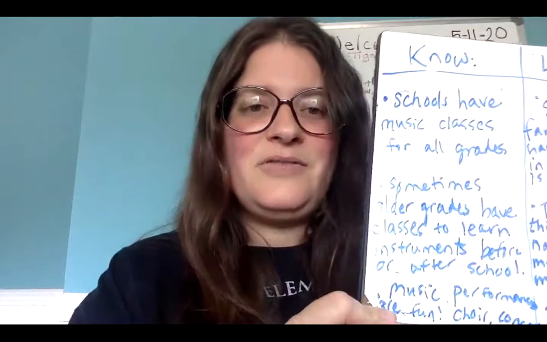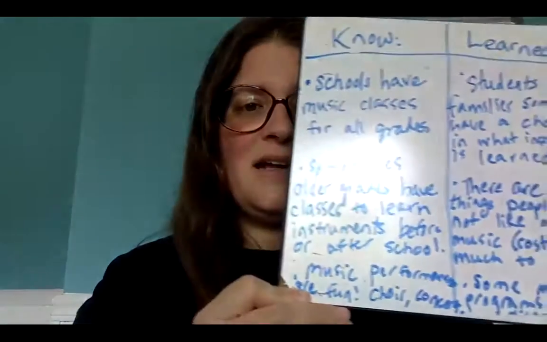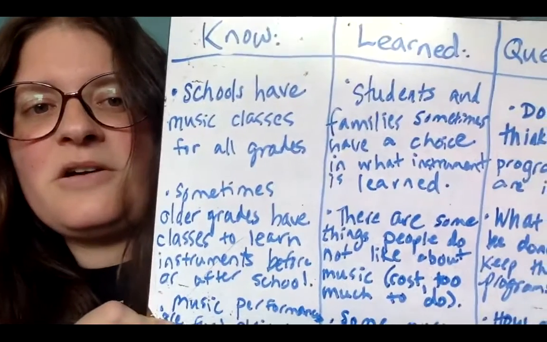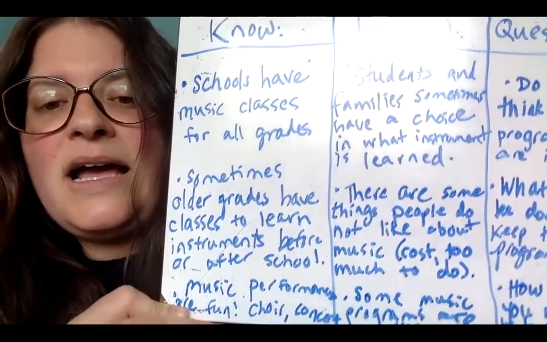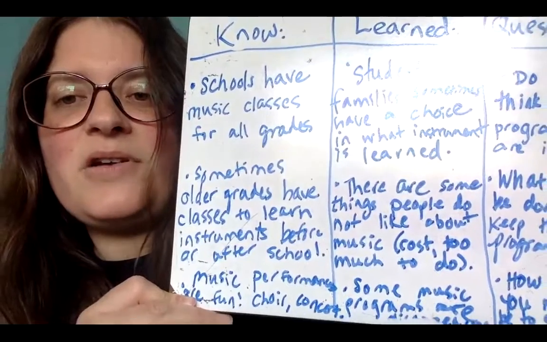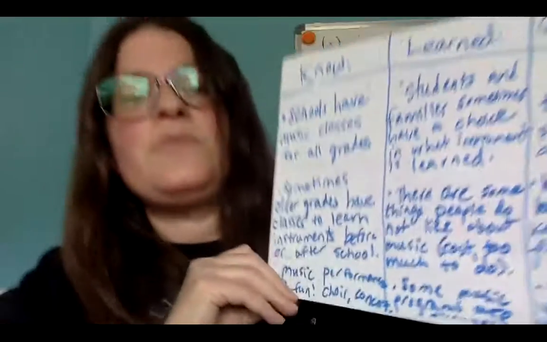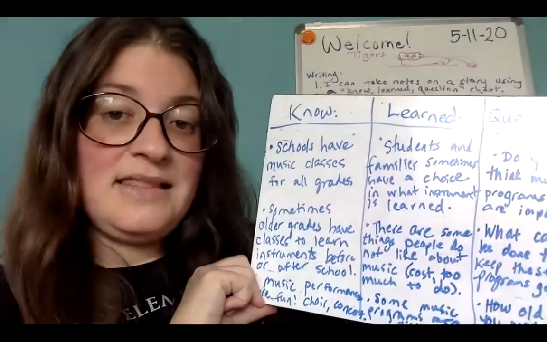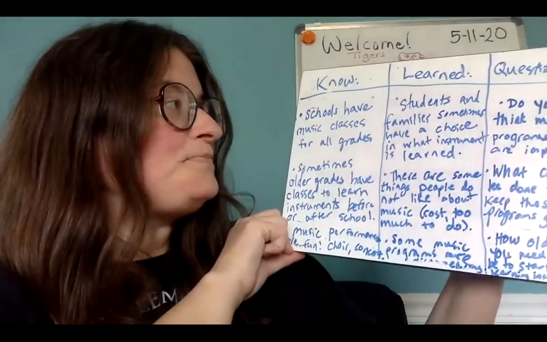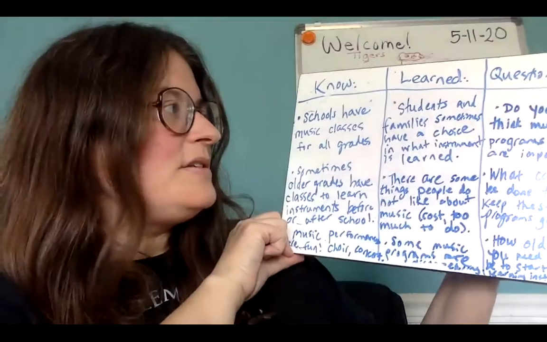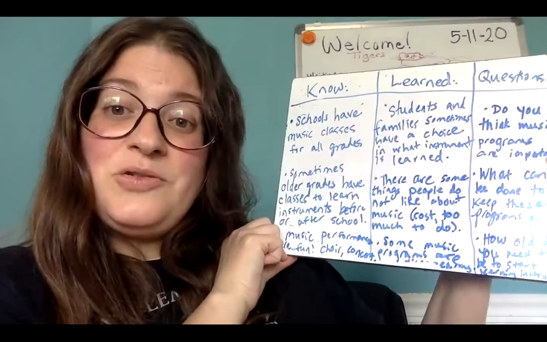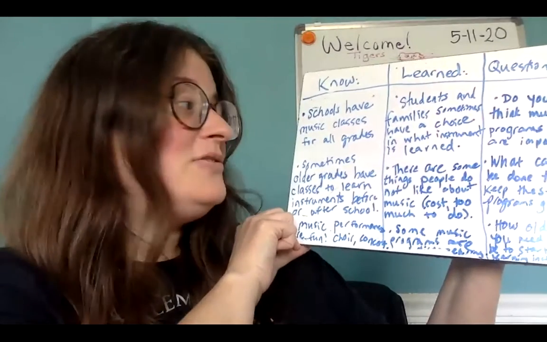Then after I wrote all that down, I moved on to what did I learn from this article? I aimed for finding 3 facts to write about, and I would encourage you to make that goal too. It can be more, but get at least 3 notes down about the article. So what did I learn? Students and families sometimes have a choice about what instrument is learned. That was interesting.